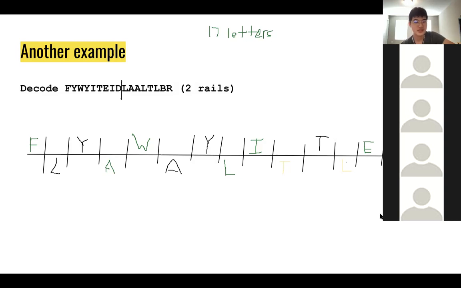Yeah, nice job. So it says, "Fly away, little bird." And the thing I was talking about earlier, because this is two rails, technically you could do this with any number of rails, but with two rails, it's easier to visualize. Hold on, let me get my drawing tool.